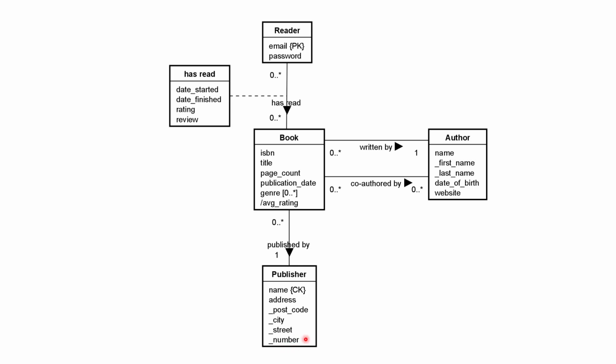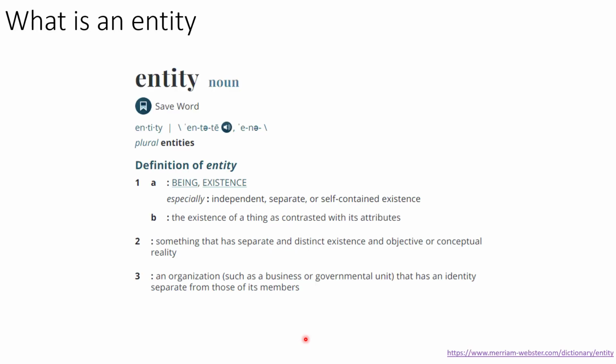So an entity, well, if we look it up in a dictionary, I took this one from Merriam-Webster, which is apparently a somewhat trustworthy dictionary. I looked it up in the Oxford Dictionary as well, and you get the same thing. An entity is a being or something of existence, and the important part here is that it is a distinct existence, some kind of objective or conceptual reality. So an entity has an identity separate from those of its members.